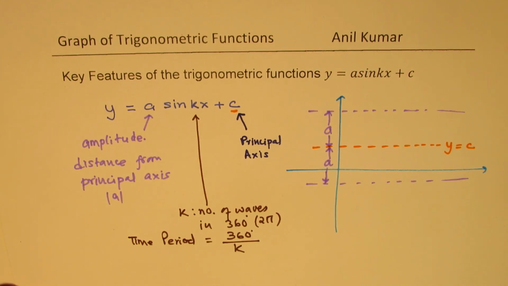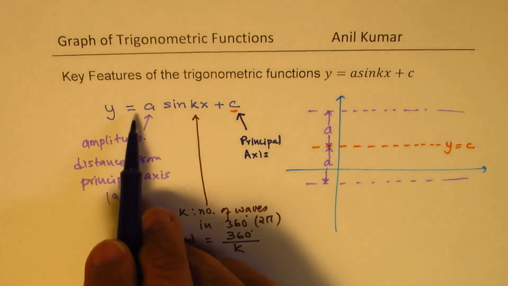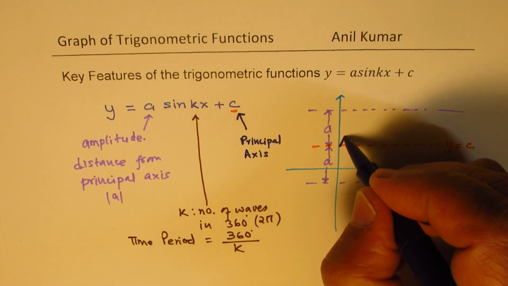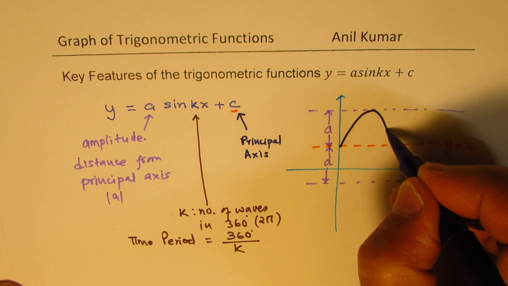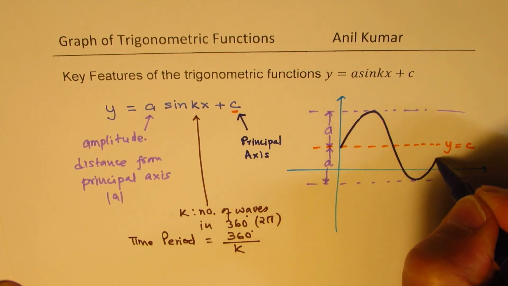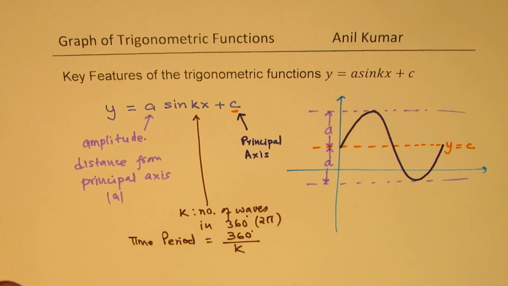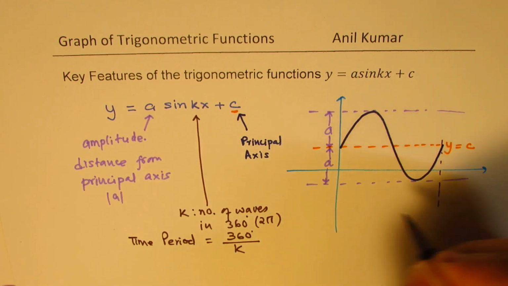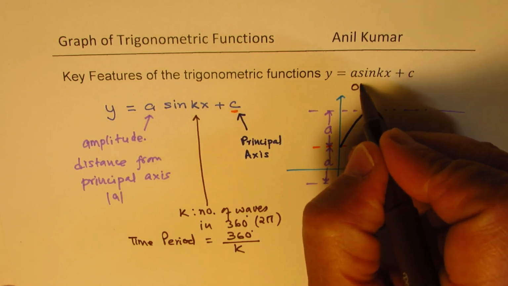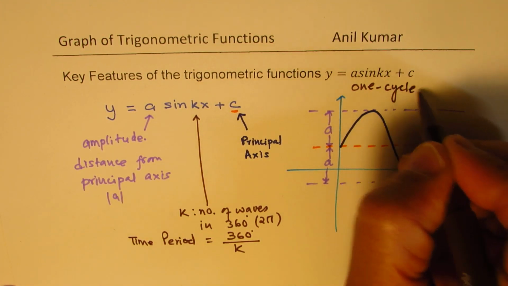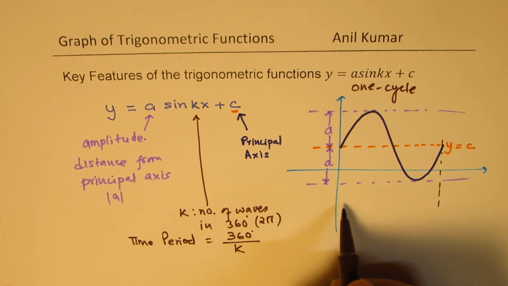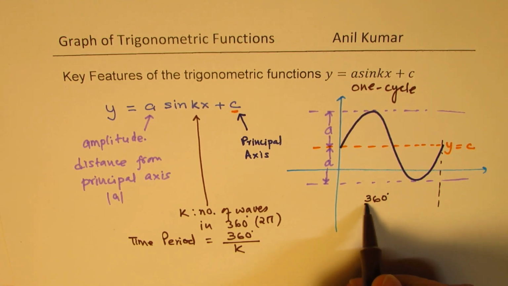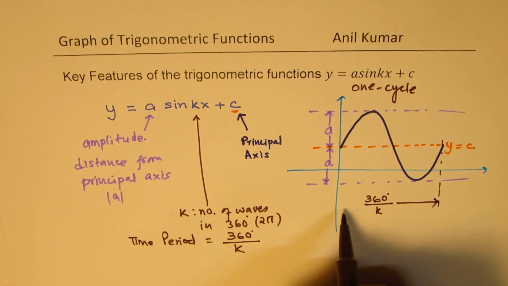Okay. So if I have to sketch a sine function with the given parameters, I could easily do it from these things. We're talking about a sine function. It will be kind of like this. Now if I've sketched a sine function like this, that really means that this is one cycle. So I've sketched one cycle. The distance from here to there is 360 degrees divided by k.